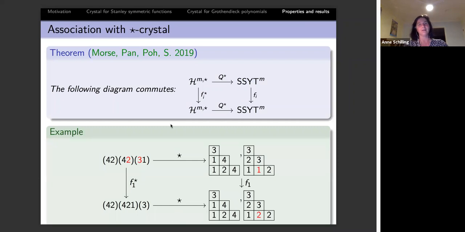So here again is an example. Here we have a decreasing factorization. Under F1, this would go to 4 to 1, 3. If you do the star insertion, I think this is the example we just did, in fact. And then the F1 on just the usual semi-standard tableau would change this 1 into this 2. And that's exactly what happens also under the star insertion. So that's our second result, that it intertwines with the star insertion.